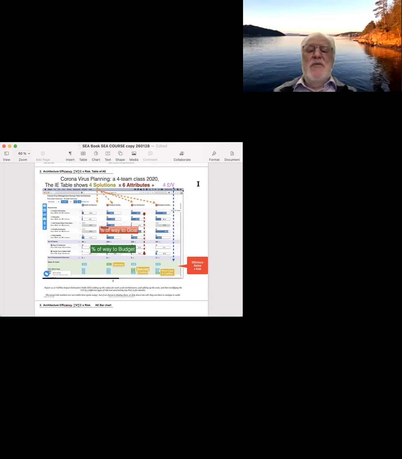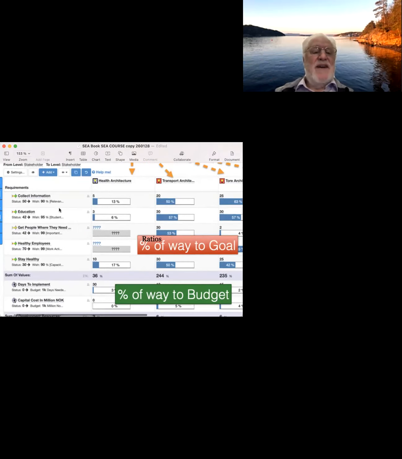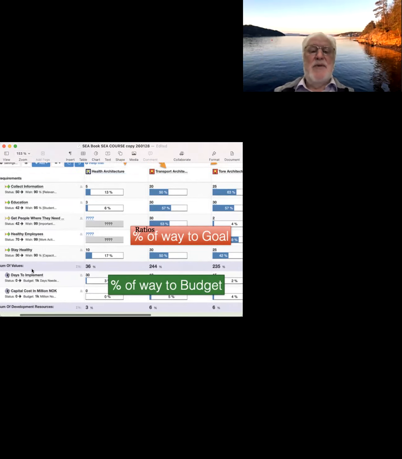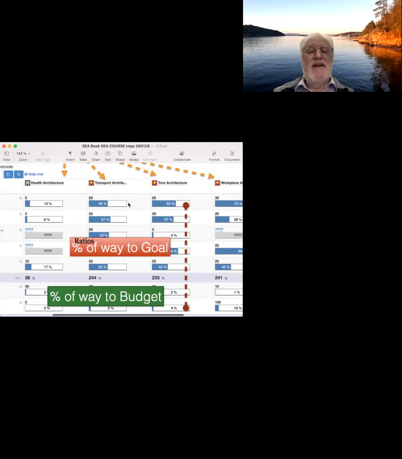But one thing I do is I ask the class, what would you like to choose to work on as a project? And we quickly agreed something about planning to save Norway from the coronavirus would be nice. So that's what we're doing. Here are the requirements we came up with, and here are the costs we came up with, and here are some of the architectures we came up with.